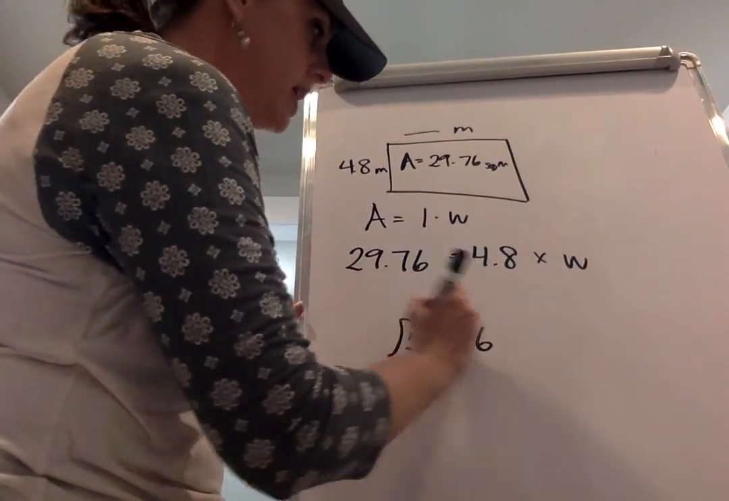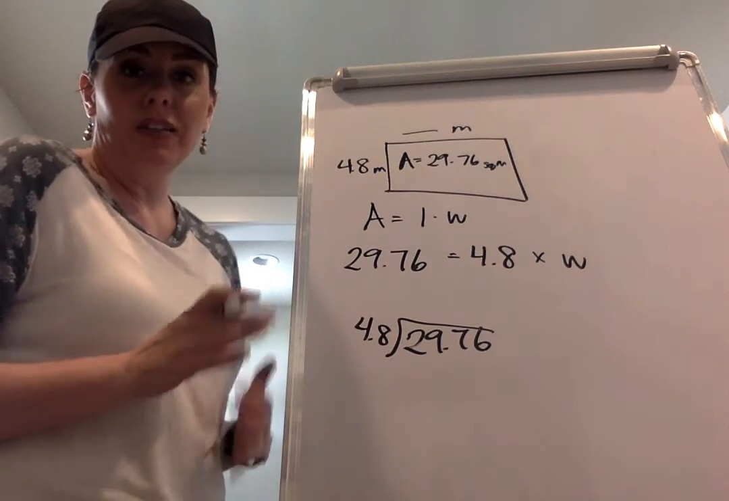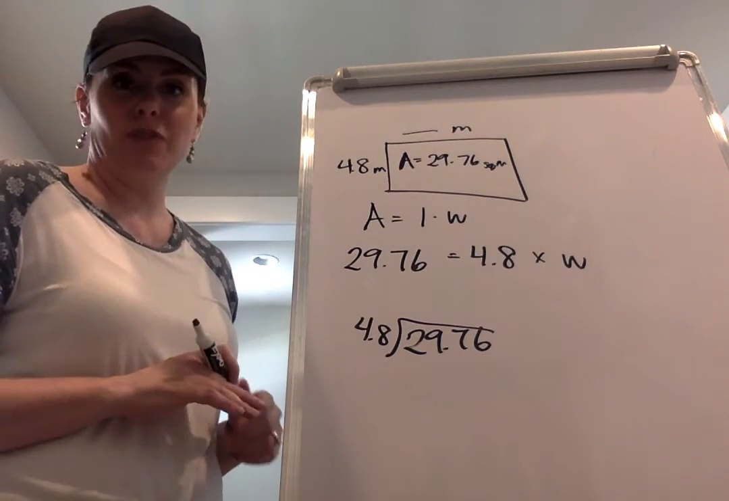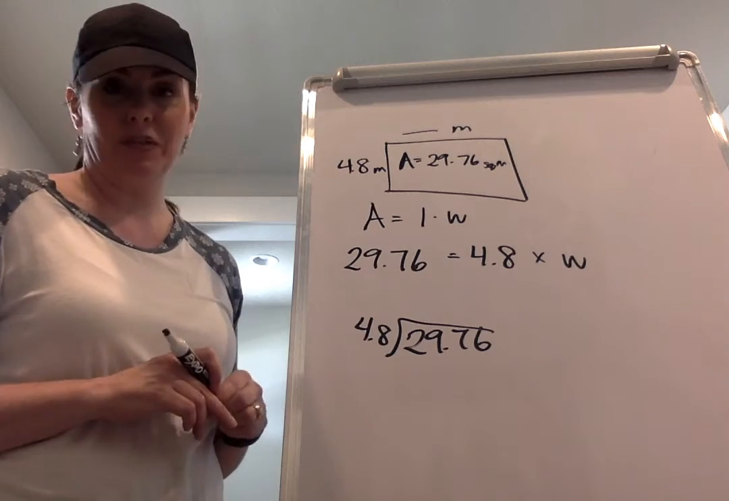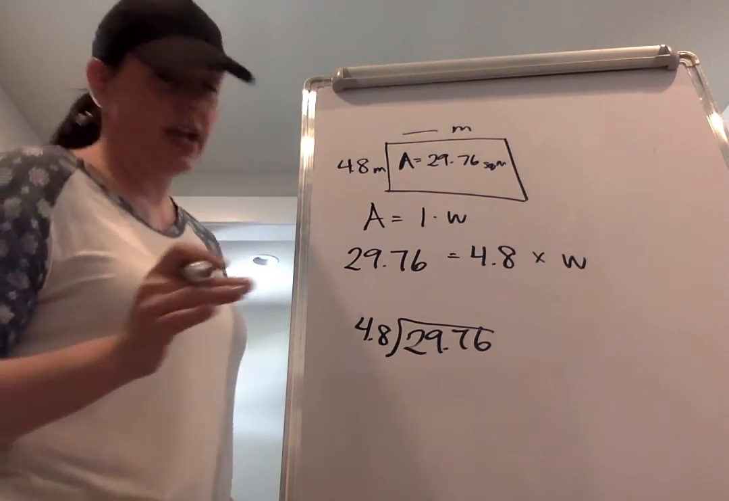We're going to do 29.76 divided by 4.8. Ooh, we've got a little bit of review in this lesson, all over the place. It's awesome. So let's divide with decimals.